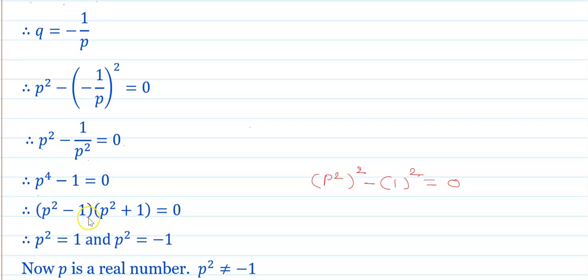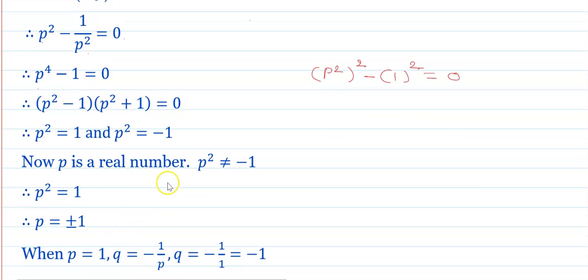p square minus 1 in the first bracket, p square plus 1, that is equal to 0. p square minus 1 is equal to 0. Therefore p square is equal to 1. p square is equal to minus 1. Now p is a real number, so taking the square root, p is equal to plus or minus 1. When p is equal to 1, q is equal to minus 1 upon p. Therefore q is equal to minus 1 upon 1, and q is equal to minus 1.